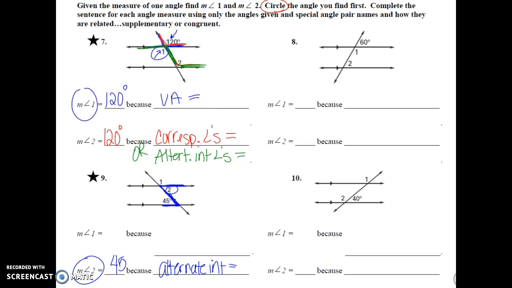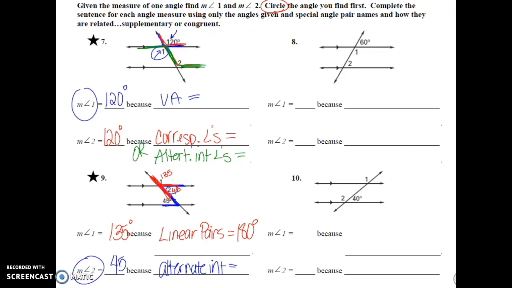And then we would follow that up by finding angle 1, and then we would notice that we have a linear pair. So if we have 45 here, we would have to have 135 here. They are on the straight line right here. So we would say that angle 1 equals 135 degrees because linear pairs equal 180 degrees. Try the next couple here.